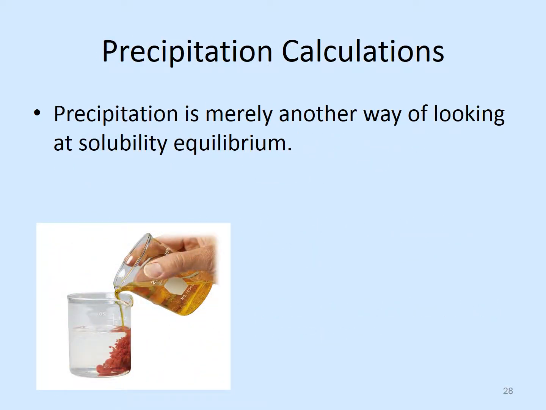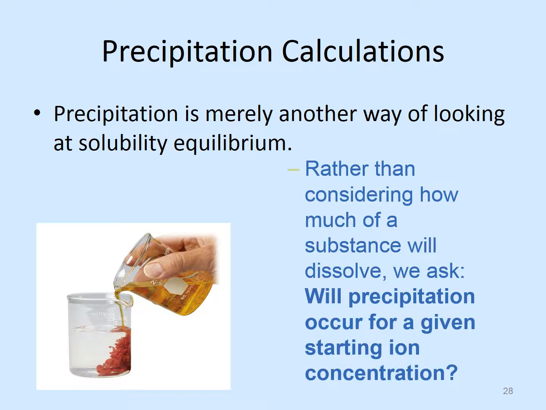All right, so now we can switch it around. Precipitation is just the reverse of looking at solubility. So if you say, okay, how much of that will dissolve? On the reverse side, we're going to say, well, if you put this much in there, will it stay dissolved or will it precipitate? So we're going to be looking at precipitation reactions on the flip side of solubility. Basically we're going to be asking, will precipitation occur if we have a particular ion concentration?